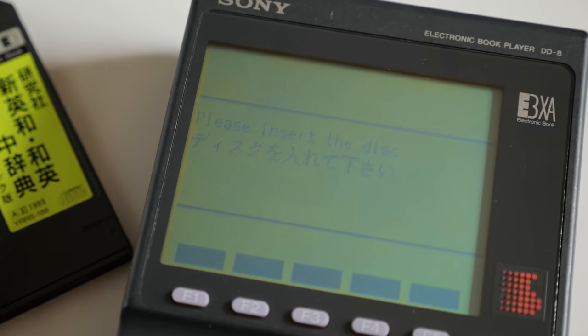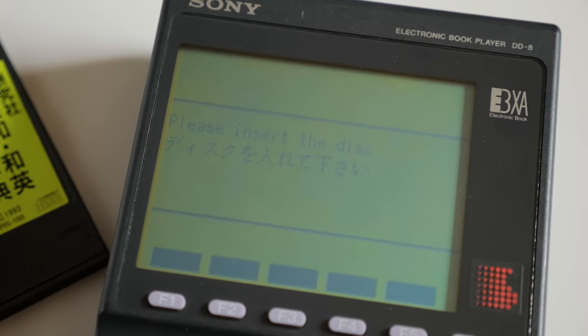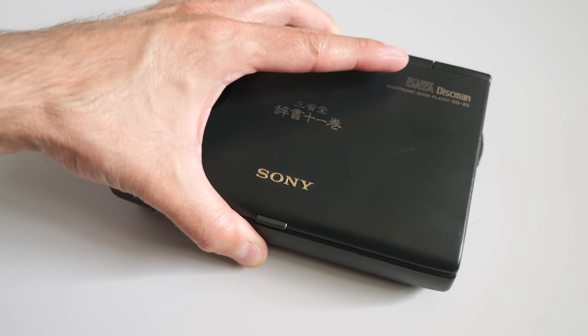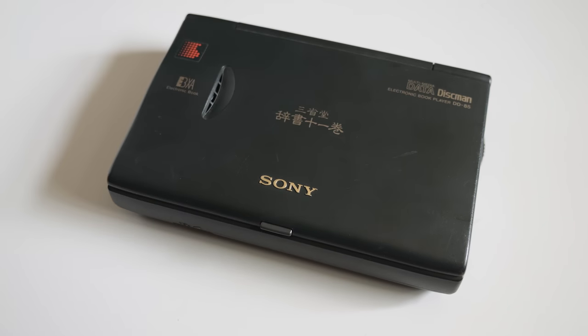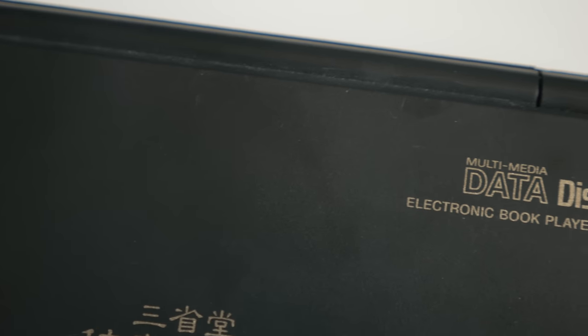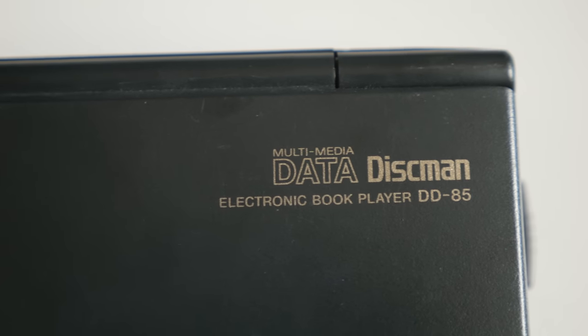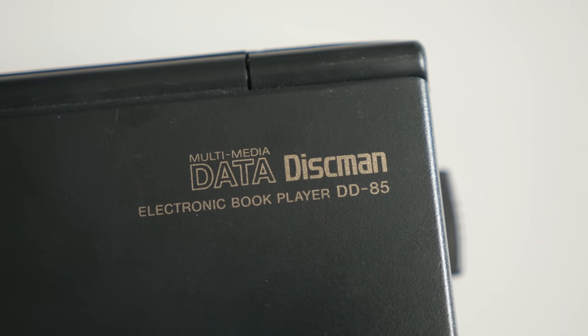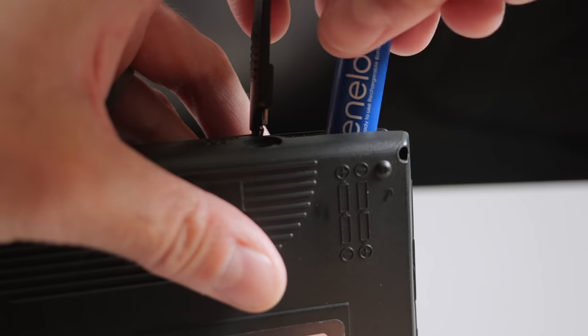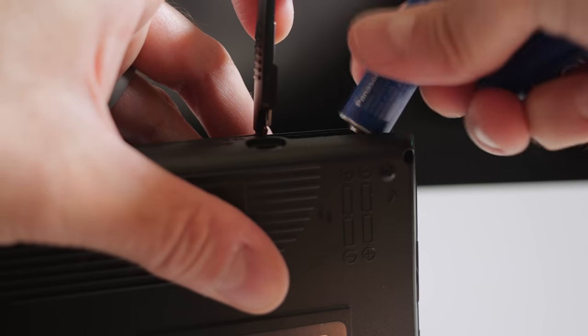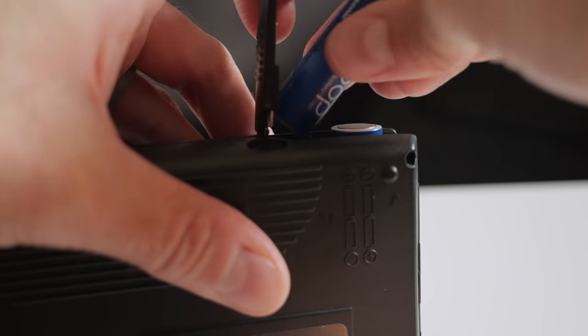Could the 3rd time be the charm? Thankfully, it was. This DD85 was the newest of the 3 and perhaps the most advanced. It kept the clamshell design but was overall more compact than the others. It also took AA batteries directly, though it dropped the composite video output jack.